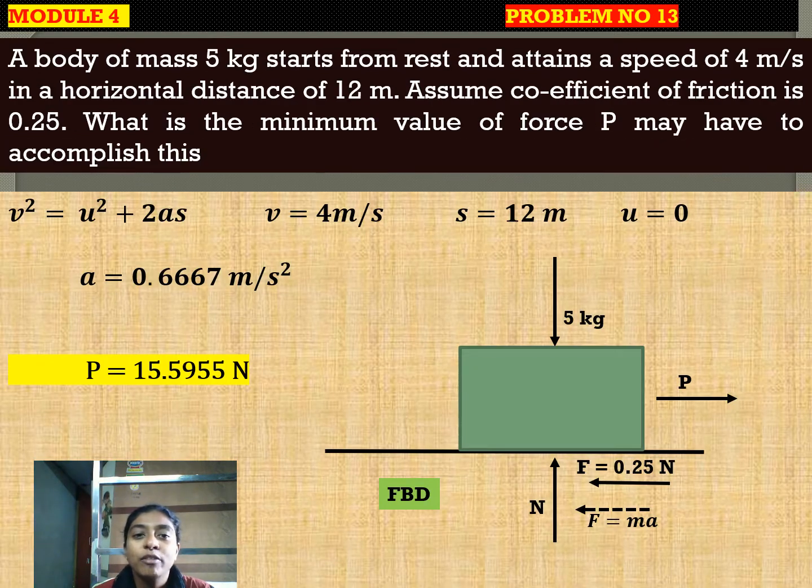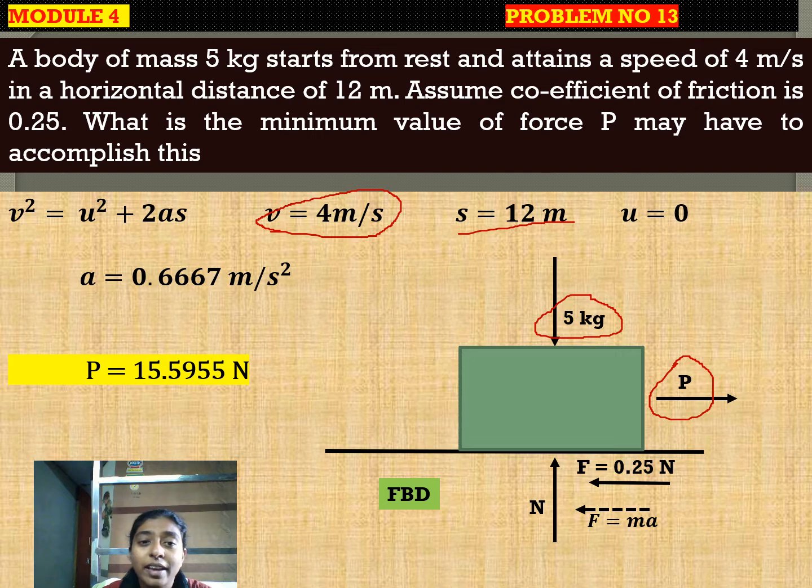Next problem, a body of mass 5 kilogram acting in the downward direction starts from rest and attains a speed of 4 meter per second in a horizontal distance of 12 meter. So s is equal to 12 meter. Assume coefficient of friction mu is equal to 0.25. What is the minimum value of force P required to accomplish this? We need to find what is P.